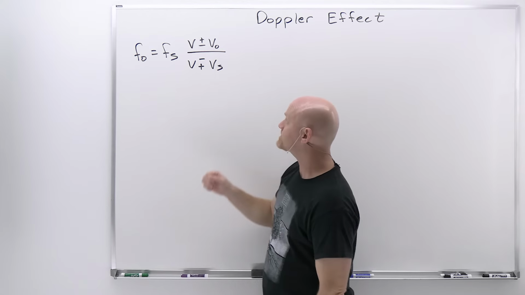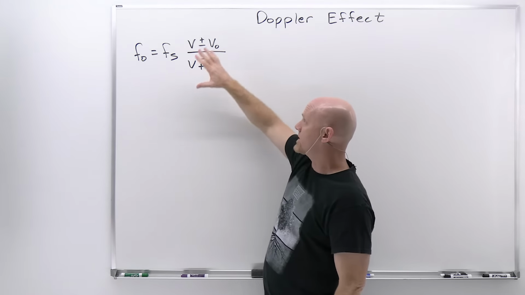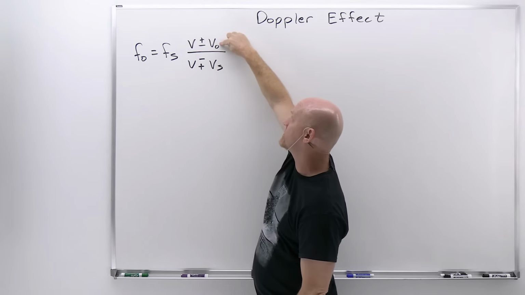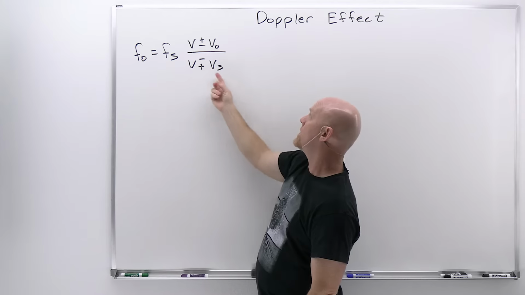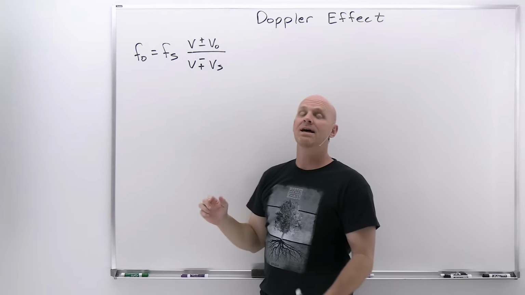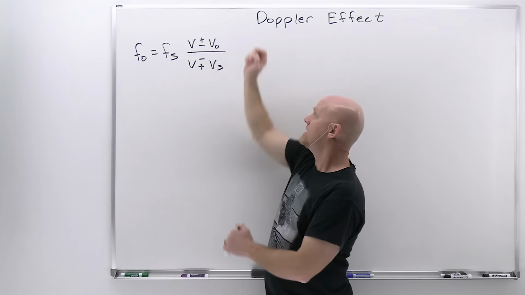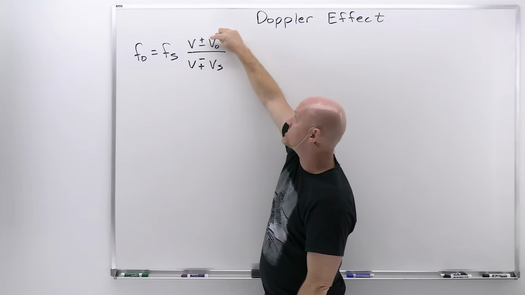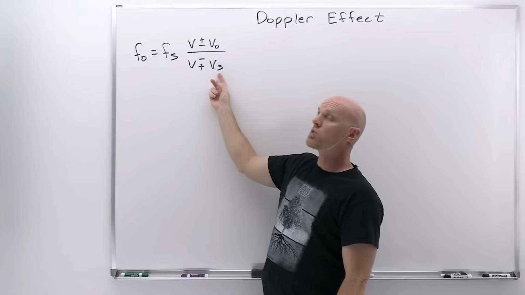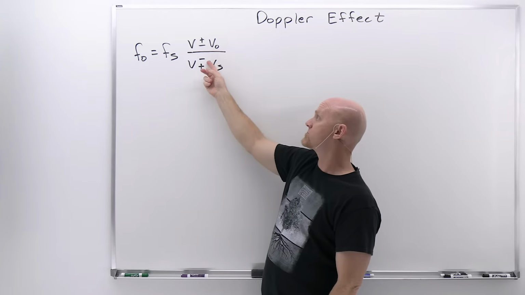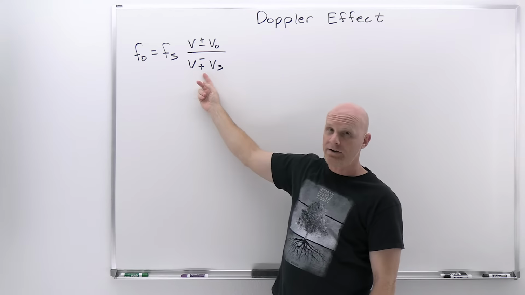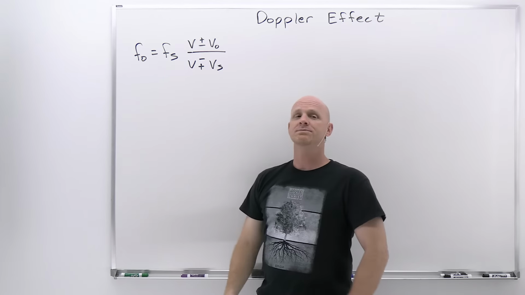All right, so the way this works, we can memorize when you need to either add or subtract the velocity of the observer to the speed of sound, or when you need to subtract or add the velocity of the source to the speed of sound in the denominator. I can give you rules for that. If the observer is moving towards the source, you add it. If the observer is moving away from the source, you subtract it. If the source is moving towards the observer, then you subtract it. And if the source is moving away from the observer, then you add it down here in the denominator. And you can just memorize those rules.